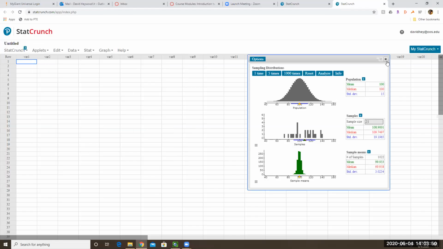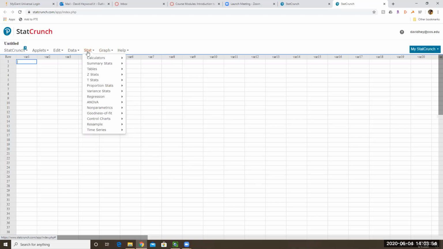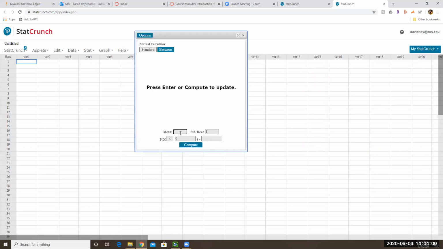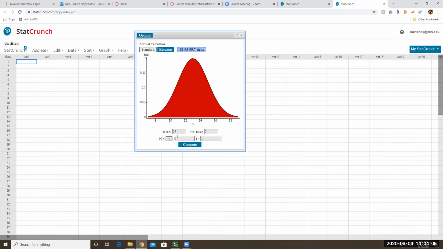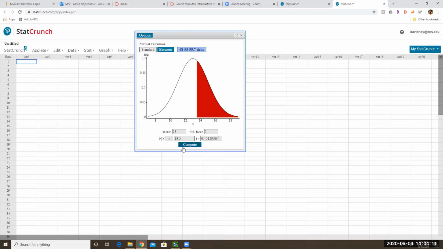I'm kind of excited because I haven't done this example before. I'm curious to know. We're going to go stat, calculator is normal, mean is 13, standard deviation is 2. So looking for the probability X bar is greater than or equal to 13.5. Okay, so 0.4013 is that probability.